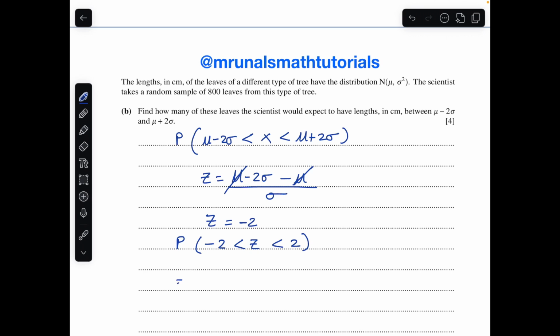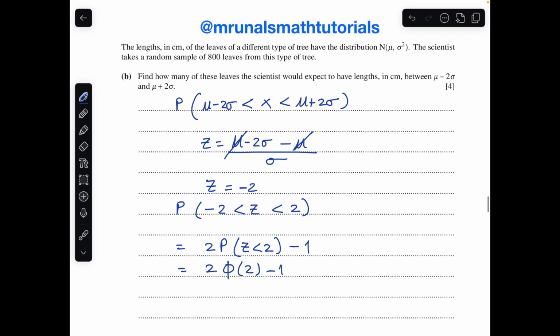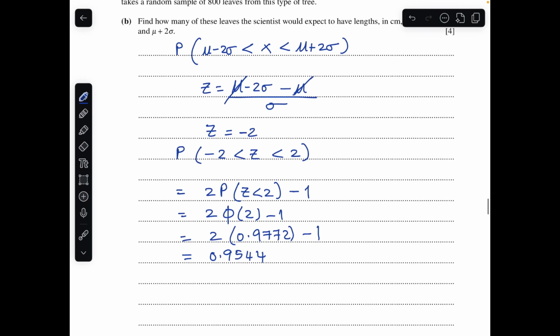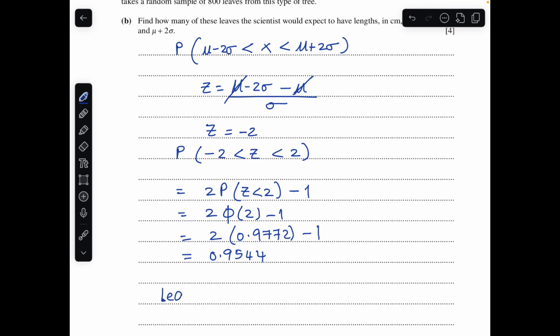So it's going to be 2 times the probability of z-score less than 2 minus 1, or 2 times phi of 2 minus 1. This works out to be 2 times 0.9772 minus 1. That gives you 0.9554. And we could then say that there are 800 leaves.